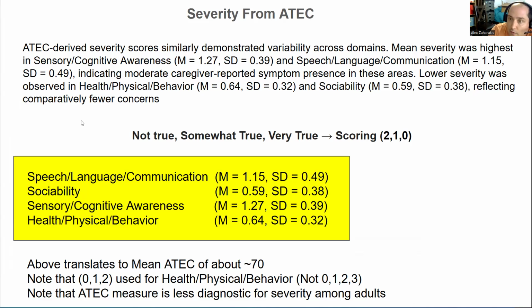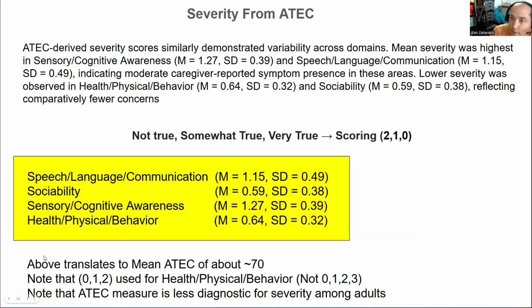assuming a score of 2, 1, 0, with the questions on there being always, sometimes, and never. I believe that's the phrasing there. So these are the incoming scores for each section based on the ATEC.